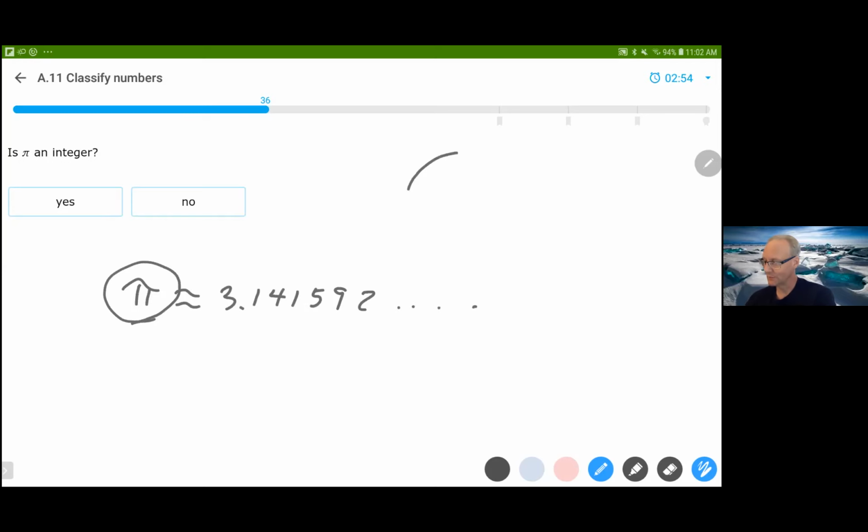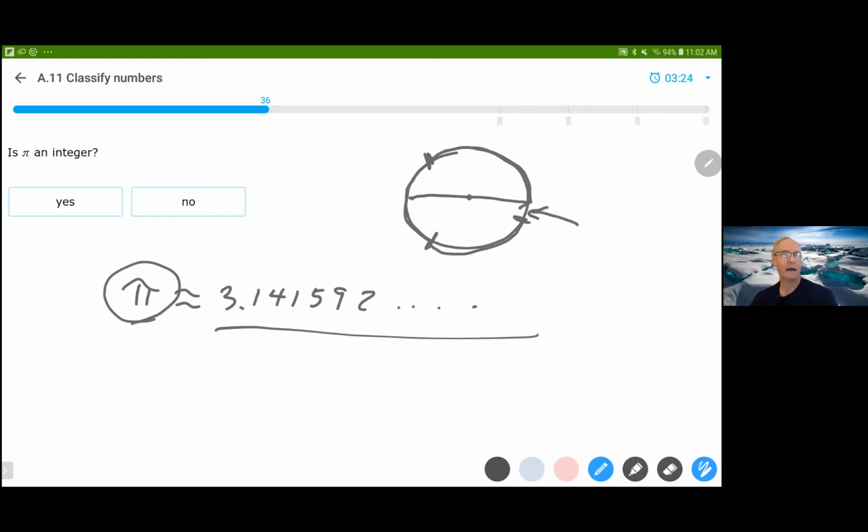Let's see, what do I mean? There's a circle, that's supposed to be a circle. Here's a diameter. And if I count the number of diameters around any circle, there's 1 diameter, here's 2 diameters, here's 3 diameters, and then I've got a little bit, like 14%, left over. This number of diameters is right there, and that's pi. And of course, pi is not an integer, no.